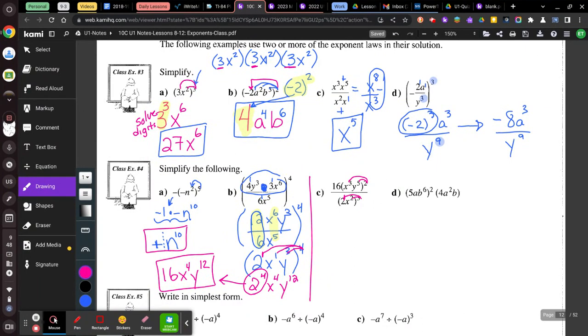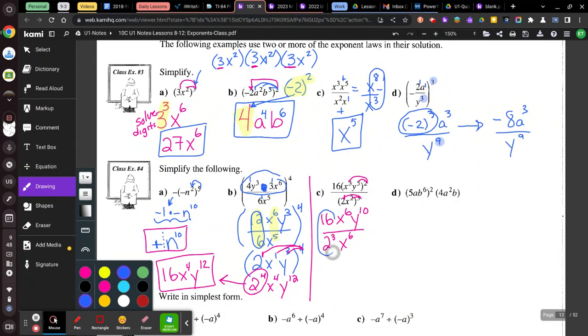That removes our brackets, folks. So this is going to give me 16 on top, x 6, y 10. On the bottom, 2 exponent 3, x 6. Well, how big is 2 exponent 3? 2 times 2 times 2. It gives us an 8. So if I take 16 and divide by 8, how big do I get? 2. Good. So that's going to give me 2.